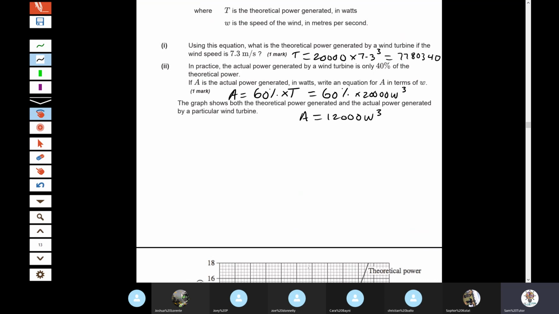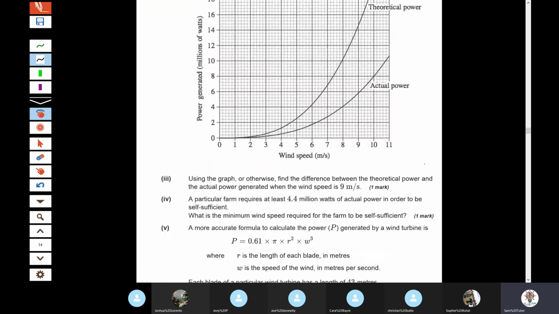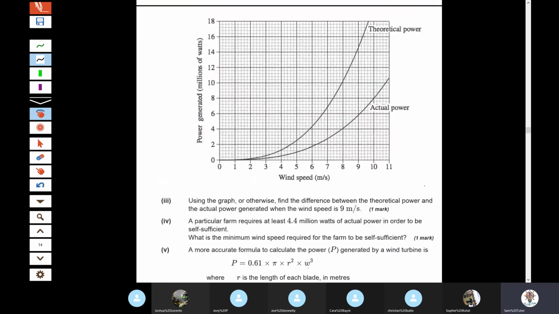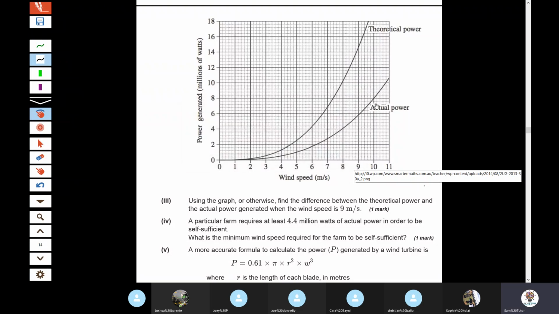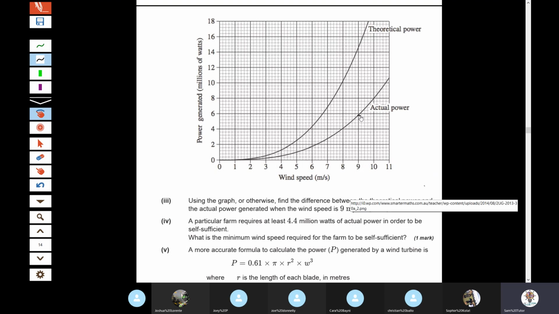I'll explain to you in a second. Part three: using the graph or otherwise, find the difference between the theoretical power and the actual power generated when the wind speed is 9. Well, actual power is somewhere there, and theoretical power is, 9, right? It said 9. 9 is somewhere there.